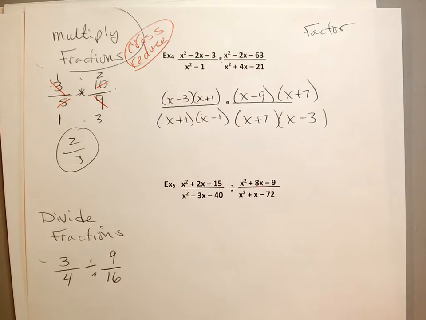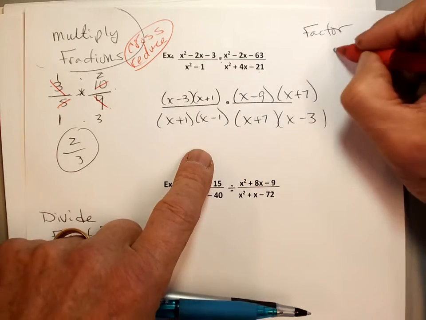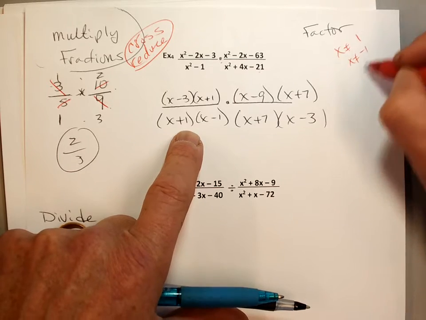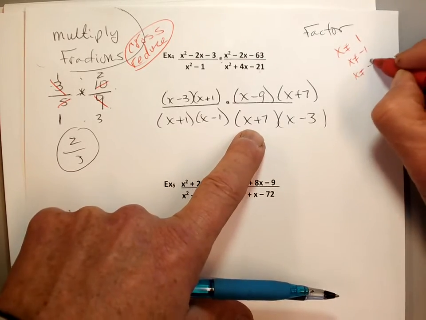Now, here's the fun part. We're going to cancel, right? Excluded values real quickly. X cannot equal 1. X cannot equal negative 1. X cannot equal negative 7.